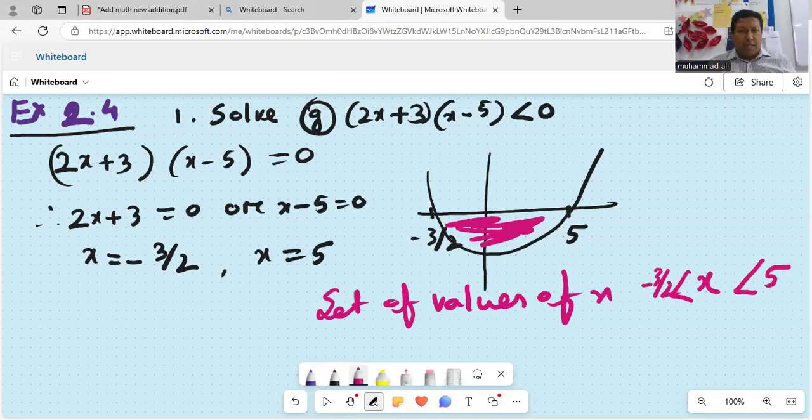So I think everybody understands this maths. This is very simple maths. You just try to understand what less than means, what greater than means. Definitely remember, less than 0 means below the x-axis and greater than 0 means above the x-axis. And you have to write down the set of values of x.